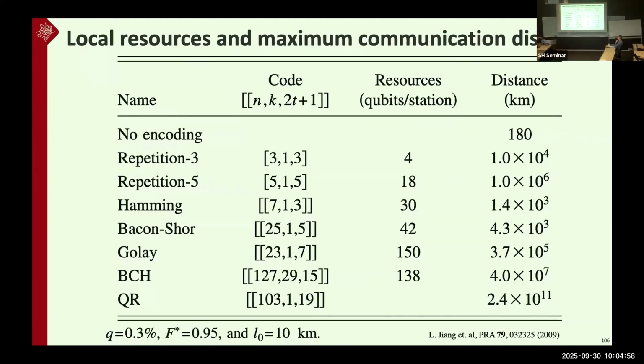So no encoding, with the numbers that I'm running here with error rates of about 0.3%, initial fidelity of 95%, a distance between repeater nodes of 10K. With no encoding, I get to about 180 kilometers before goodbye. Remarkably, the 3-qubit code gives me about, it's pretty good. The 5-qubit is even better.